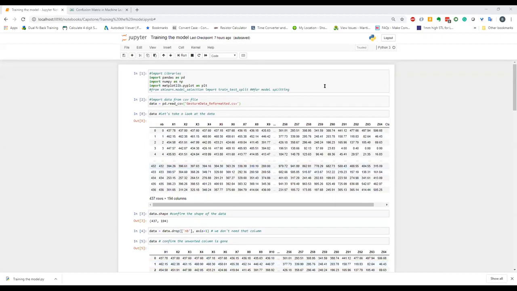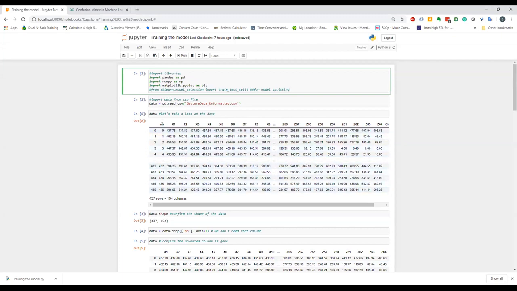Okay, so here, basically I'm doing the regular imports. I have this file called gesture data reformatted, which I actually did in a different notebook. So sorry about that. I basically took the original CSV and converted it into this format, and I just verified that it has the right format.